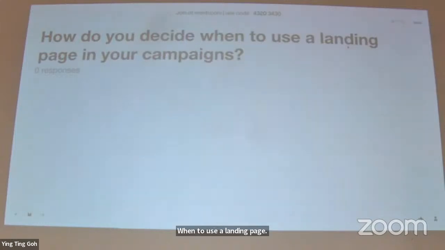It's a lot of effort, right? A landing page is a lot of effort. So I need to know when to use it. How do you know when to use it? Anybody else?